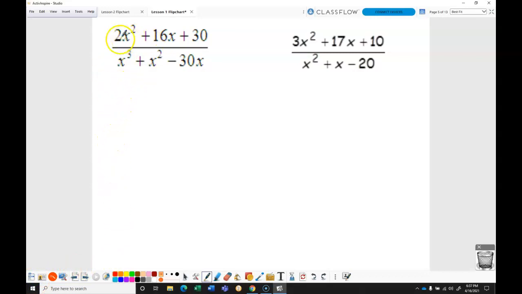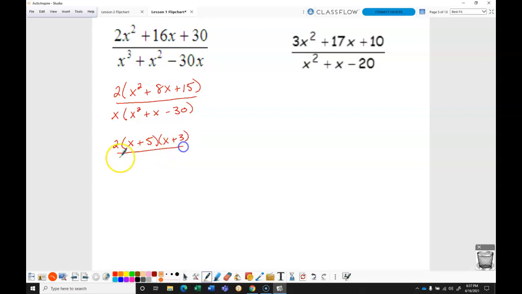So I'm going to take out a common factor in the numerator. I can take the 2 out, get x squared plus 8x plus 15. The bottom has a common factor of x. That leaves me x squared plus x minus 30. Now in the numerator, I want to figure out what multiplies to 15 and adds up to 8. And that's going to be x plus 5 and x plus 3. And in the denominator, I need what multiplies to negative 30 and adds up to positive 1.